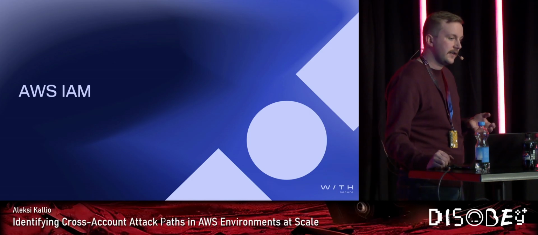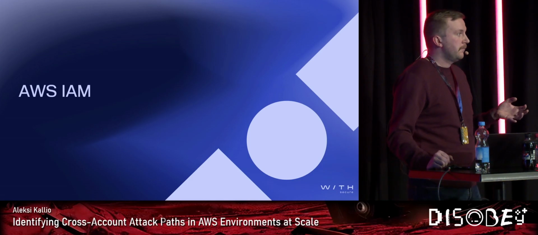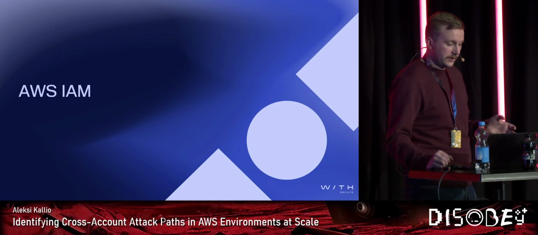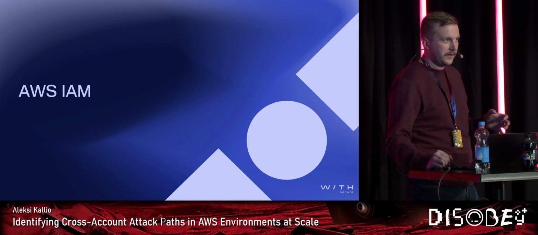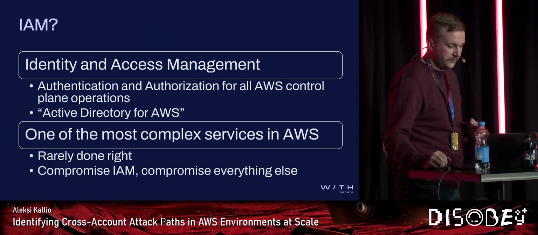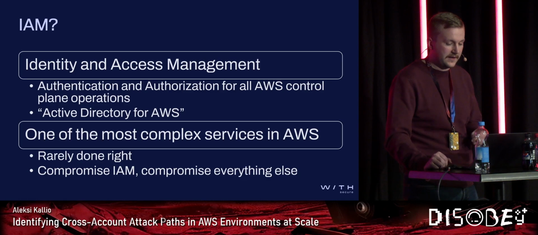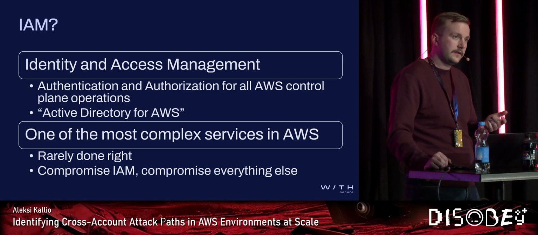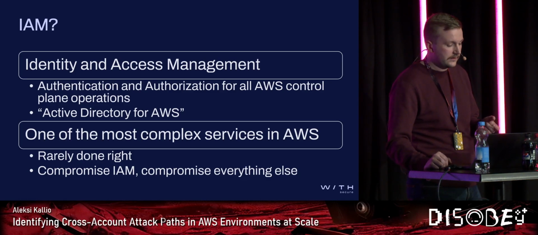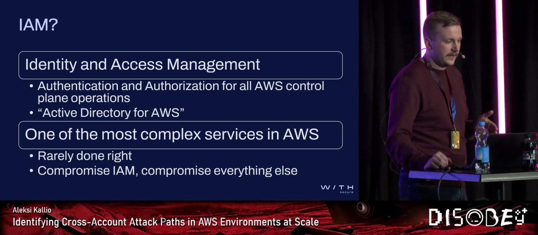Okay, so like I said, to understand this problem, we need to understand the basics of how AWS IAM works. We'll go through the basics. We definitely will not cover everything because it's quite complicated, but we will try to cover everything you need to understand the basics. So first of all, what is it? Well, it's identity and access management in AWS. It's the service that does all the authentication and authorization decisions in the AWS control plane.